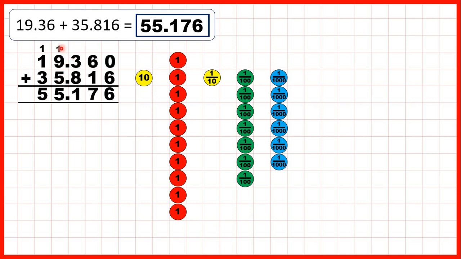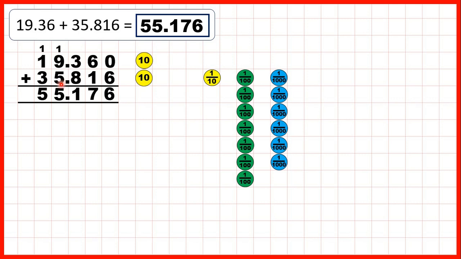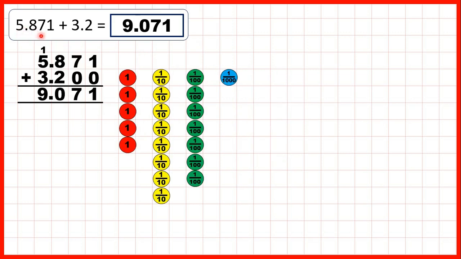Now, onto our ones column, we had 1 plus 9 plus 5. Adding the 1 that we've made from adding our tenths to the 9 ones that we started with gives us 10 ones which we can exchange, and then we just need to add 5 ones to give us 5 ones in our answer. Finally, in our tens column, we needed to add the 1 that we made from adding our ones to the 1 ten that we started with, and then add 3 more tens to give us 5 tens in our answer, 55.176.